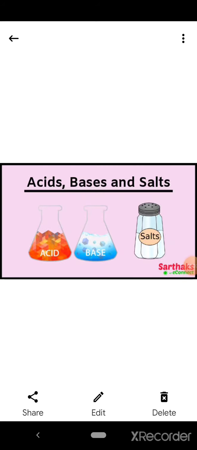Hello friends, today we will start with our second lesson, acids, bases and salts. Before proceeding to the lesson, we will see the difference between acids and bases.